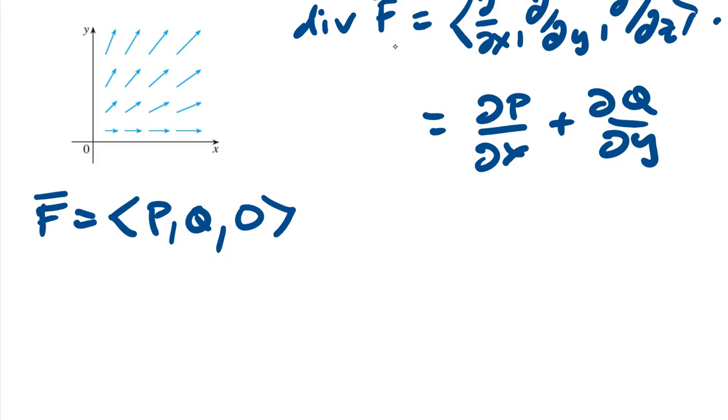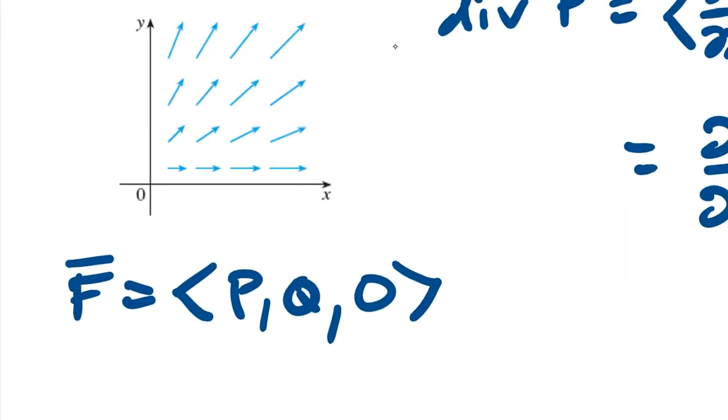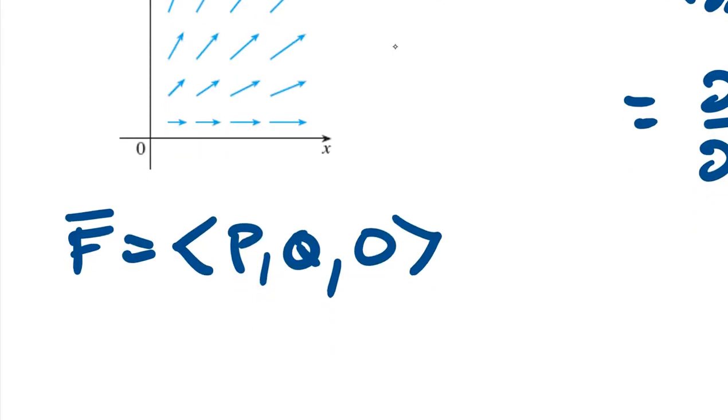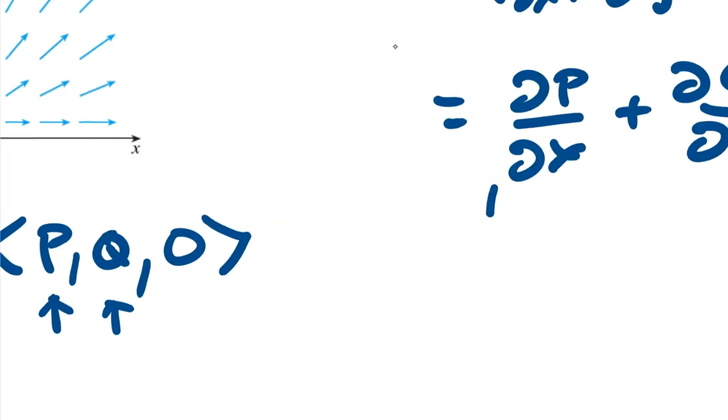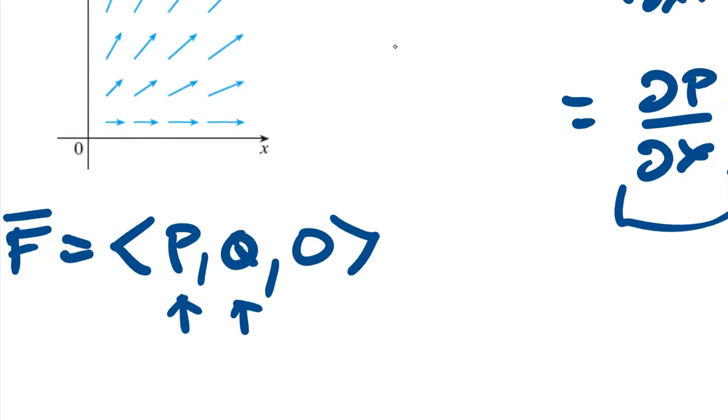In this vector field right here, if you look, P is all the x coordinates and Q is all the y coordinates. So if I'm looking for the partial of P with respect to x, it looks like the x coordinates are getting bigger as you go in the x direction.